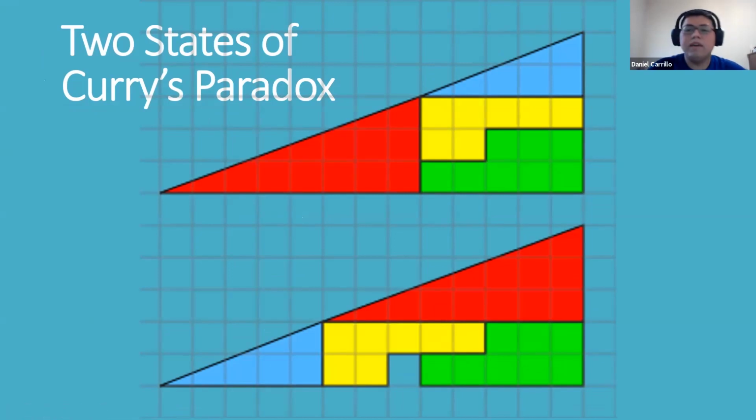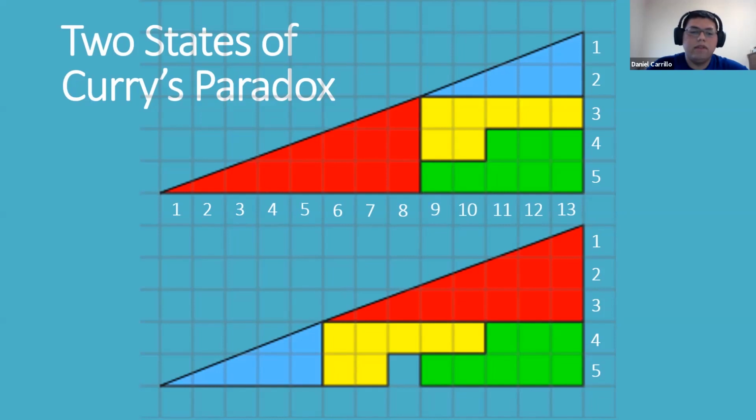Let's start with the first one. We got 1, 2, 3, 4, 5 units of height for the top figure. What about the bottom? We got 1, 2, 3, 4, 5. Interesting, we got the same height on both of them. Now, what about the base? Let's start with the first one. We got 1, 2, 3, 4, 5, 6, 7, 8, 9, 10, 11, 12, and 13. All right, let's find out how long the base is in the bottom figure. We got 1, 2, 3, 4, 5, 6, 7, 8, 9, 10, 11, 12, 13.